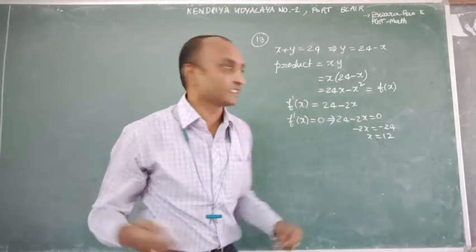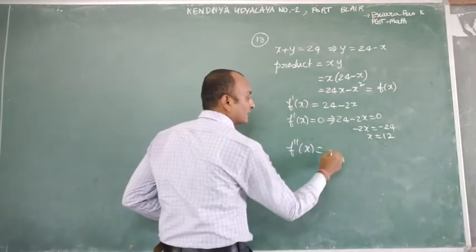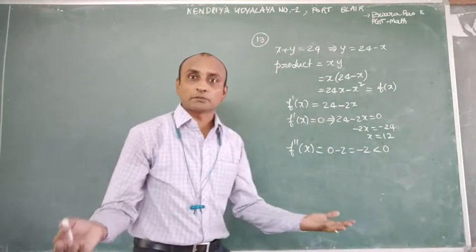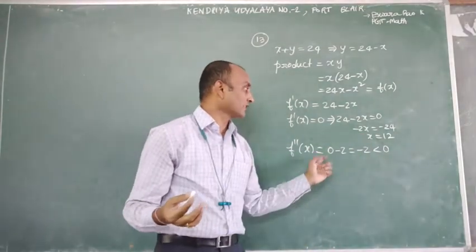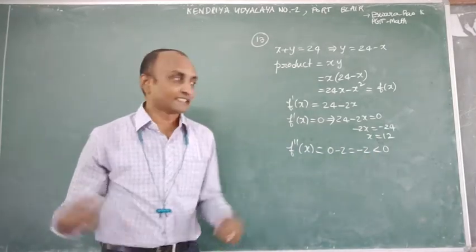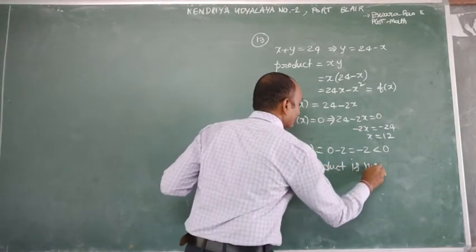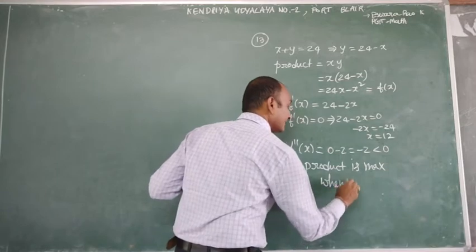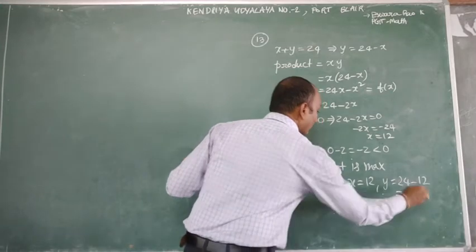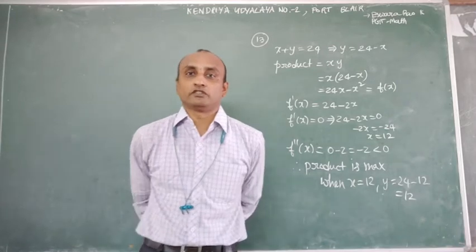What is the second derivative test? f double dash of x. Find out. f dash of x is 24 minus 2x, so the derivative is 0 minus 2, which is minus 2, less than 0. So the product is maximum. No need to substitute the critical point also, because in f double dash of x we are directly getting minus 2. Therefore the product is maximum when x is equal to 12, y is equal to 24 minus 12, which is equal to 12. So hence we found the two numbers whose product is maximum and the sum is constant, which is 24.